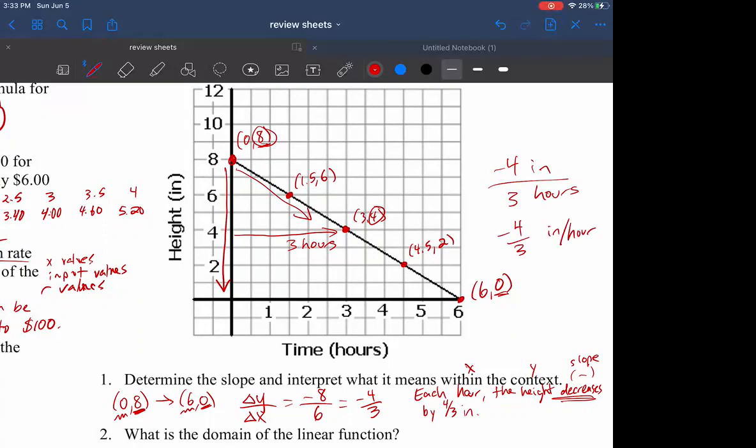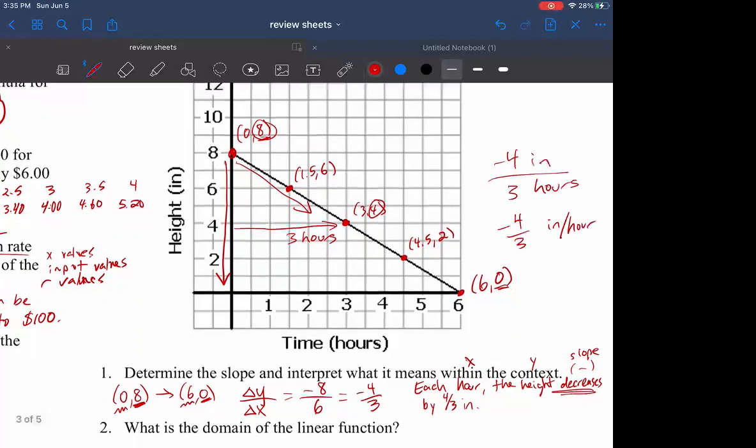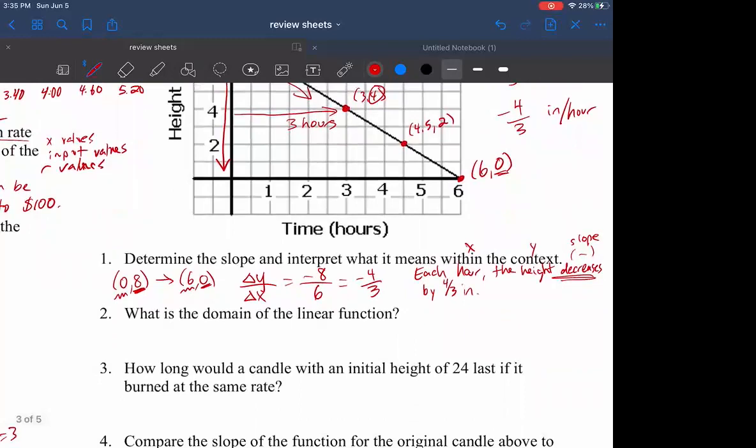But you can think of it as every 3 hours, it goes down 4 inches, or -4/3, which is like -1.33 inches per hour. What is the domain of the function? Domain, once again, that's the x values. So we would say all the times, all the x's from 0 to 6, because if we go longer than 6 hours, the candle has stopped burning. So this function doesn't really apply anymore.